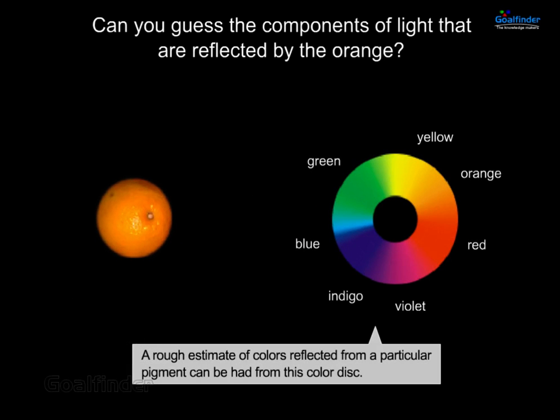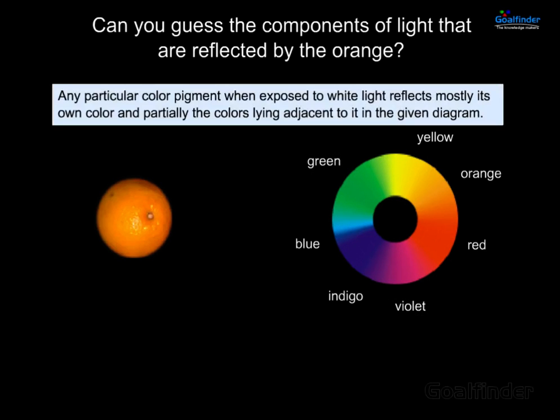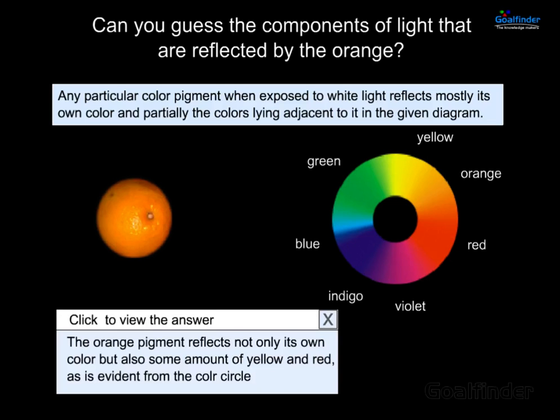A rough estimate of colors reflected from a particular pigment can be had from this color disk. Any particular color pigment, when exposed to white light, reflects mostly its own color and partially the colors lying adjacent to it in the given diagram. The orange pigment reflects not only its own color but also some amount of yellow and red, as is evident from the color circle.